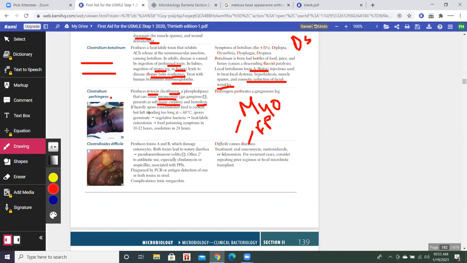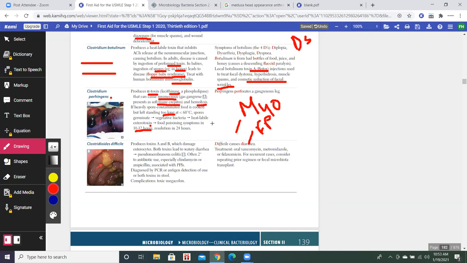Okay, so if it's ingested via the GI tract, the spore-contaminated food is cooked but left standing for too long at 60 degrees Celsius, the spores will germinate, and vegetative bacteria will produce a heat-labile enterotoxin that can cause food poisoning symptoms in 10 to 12 hours. Okay, so this is Clostridium perfringens.